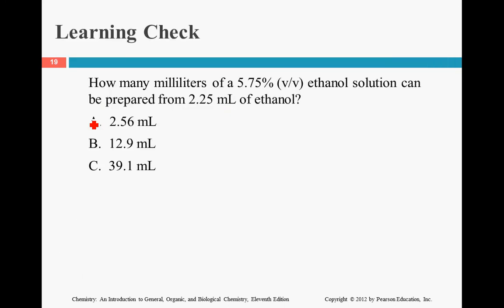How many milliliters? Notice it's in milliliters now, and we have volume to volume. A 5.75% ethanol solution can be prepared with 2.25 milliliters of ethanol. So this is the ethanol, so that means that's the solute. This time we're given the solute. We want to know how much total can be made. So we're looking for total volume.